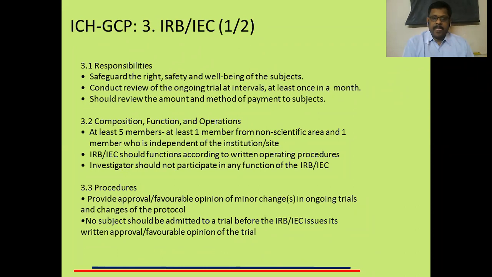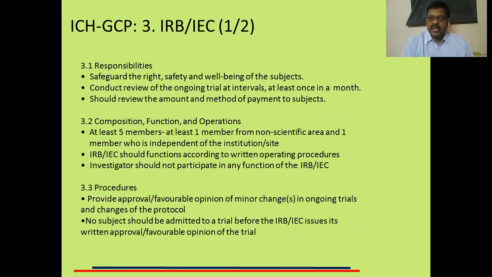Provide approval or favorable opinion of minor changes in ongoing trials and changes of the protocol. Actually, protocol changes are not permitted. On rare occasions, if any adverse reaction is found, the work will be stopped and it will be submitted for review. If minor changes are there, they will be accepted with the opinion of all the members of IRB and IEC, and also informed to the regulatory authorities. That is one procedure. No subject should be admitted to the trial before the IRB or IEC issues its written approval, a favorable opinion of the trial.